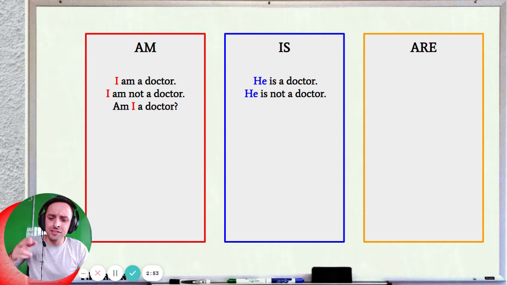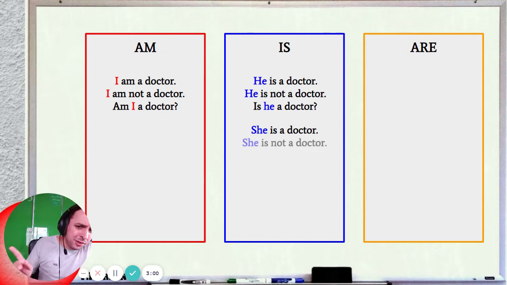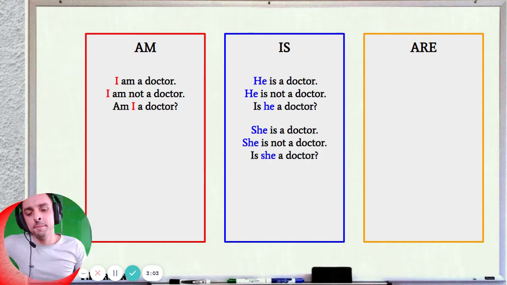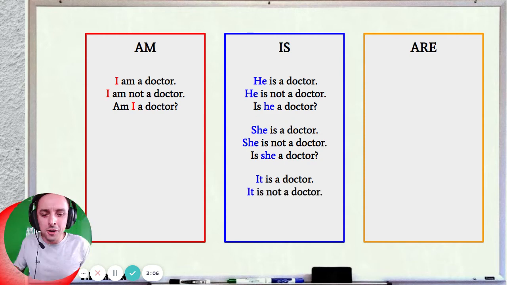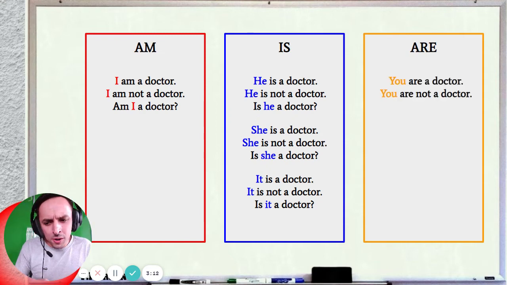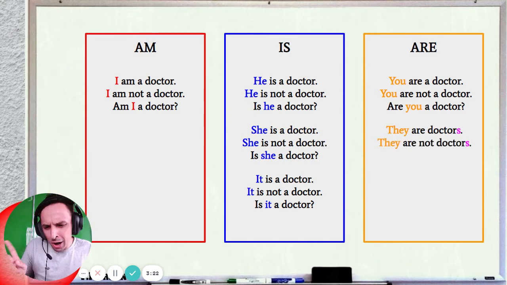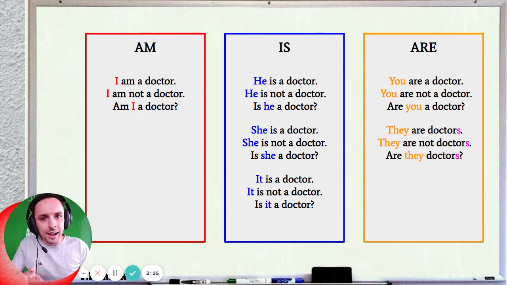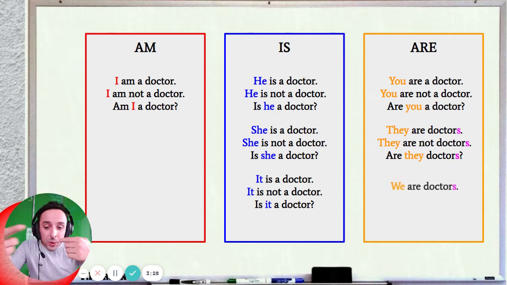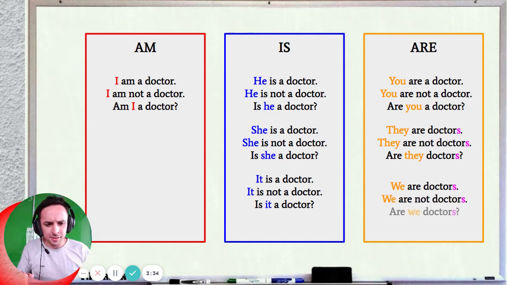Now is. We have he is not, is he. And then if it's a girl, she is not, is she. And the last one, it is not, is it. And the last one, you are not, are you. Okay, now the ones that's more than one. We have they are not, are they? And the last one is me and you together. We are doctors. We are not doctors. Are we doctors?